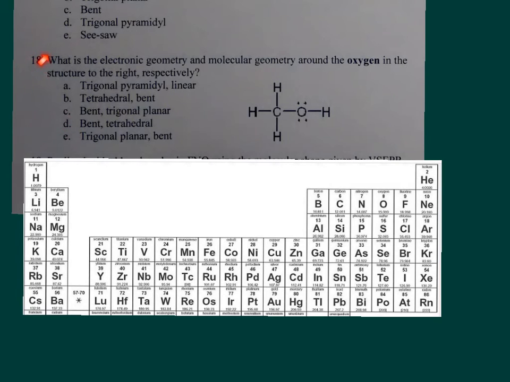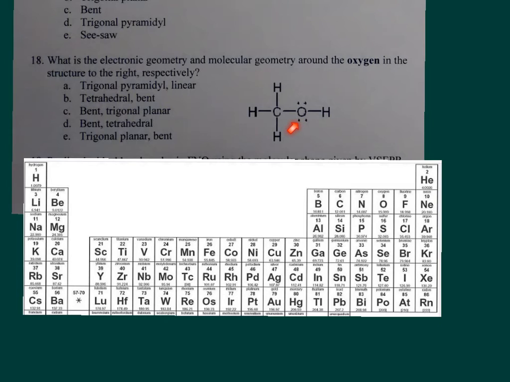On to number 18. They want to know what the electronic geometry and molecular geometry are, so they want both the main shape and the subshape around the oxygen. And the thing is that what we're trying to show here is in a larger molecule, there's going to be shape around each central atom. And so they only want to know the shape around the oxygen.